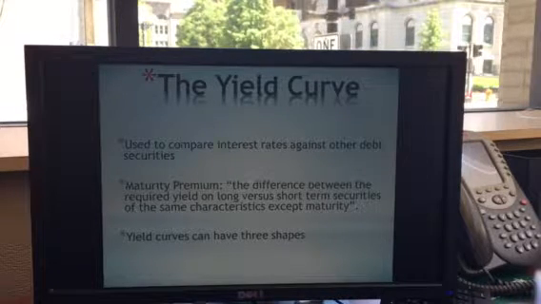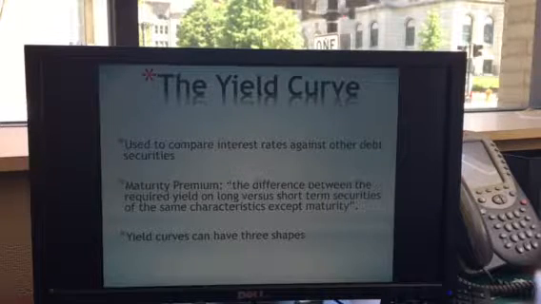So the yield curve is used to compare interest rates against other debt securities. These rates change daily, so investors often will use this to compare the time value of money. Typically, the longer the investment, the higher the interest rate. Investors will look at the curve to try to find the highest rates for the shortest amount of time. So, they use these a lot. Primarily, they're mostly used with U.S. securities and Treasury notes.